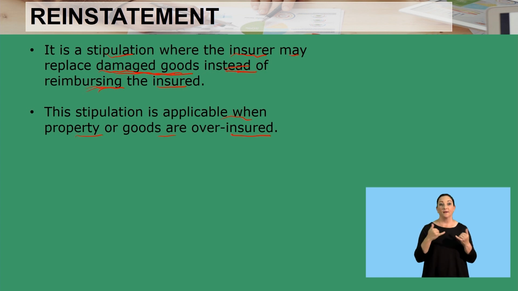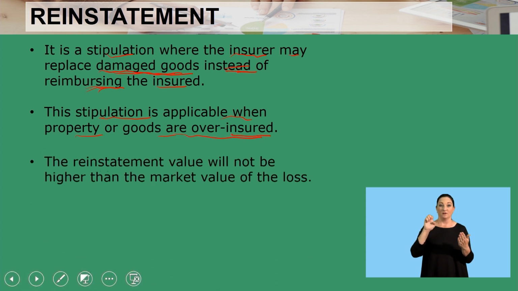Hence there will be replacement of the goods instead of reimbursing. This is because of the stipulation which we call reinstatement, and it is applicable when there is over-insurance.